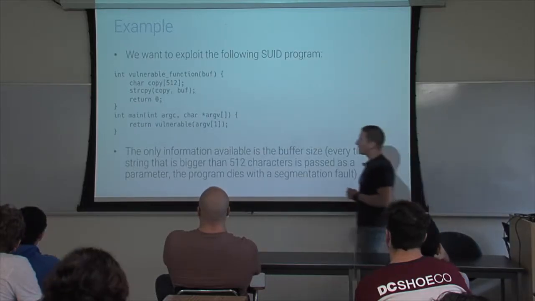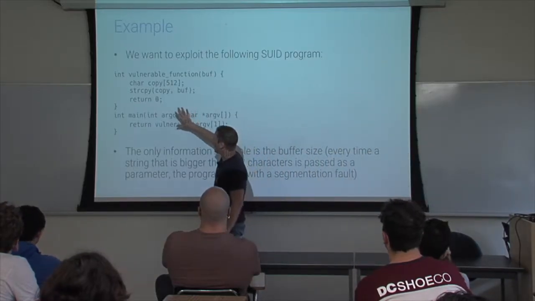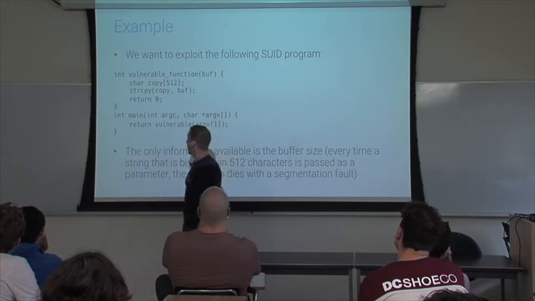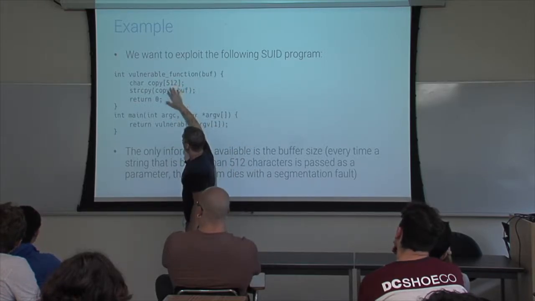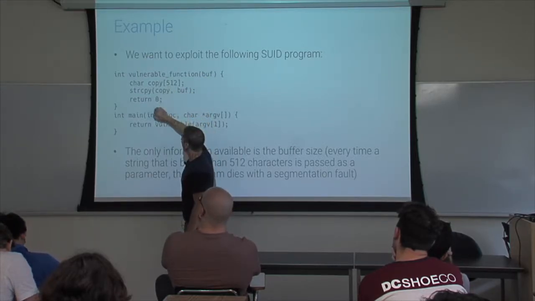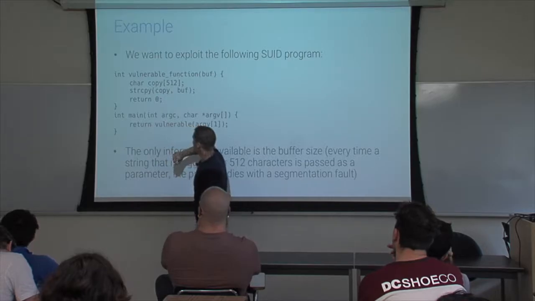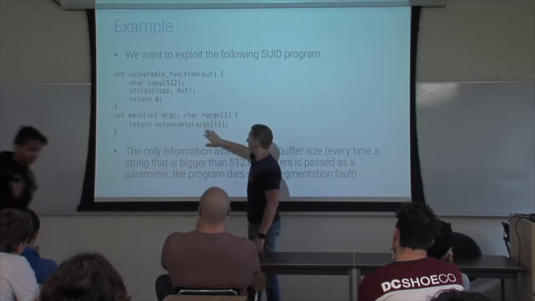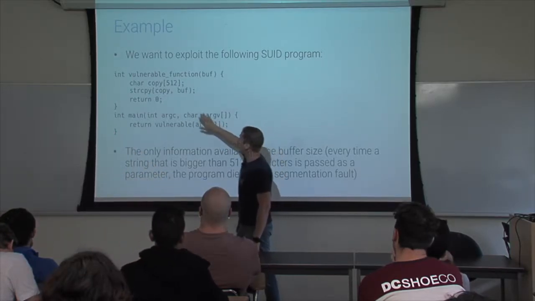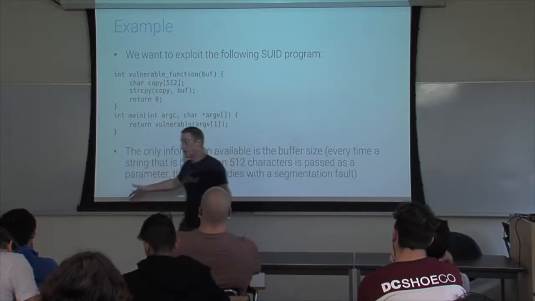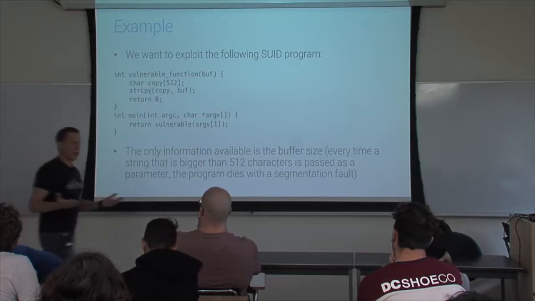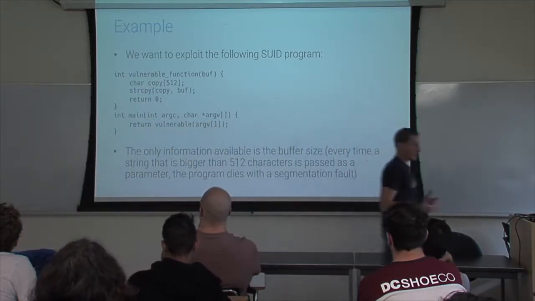So if you look at a program like this, it's one of the simplest versions of buffer overflow. You have just a buffer, a string copy that takes a parameter and copies it into this buffer without checking for boundaries, and returns. And the main function simply passes the first argument of the program to this function. And so obviously, by passing a string on the command line that is bigger than 512, you will overflow the buffer and you have control of the EIP.